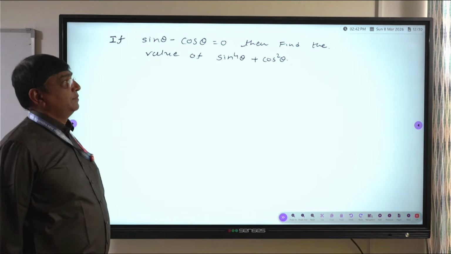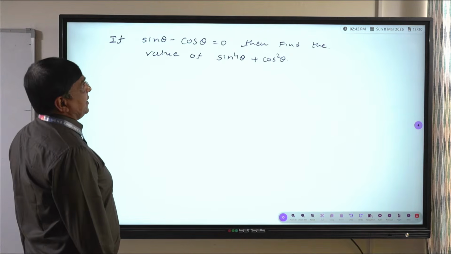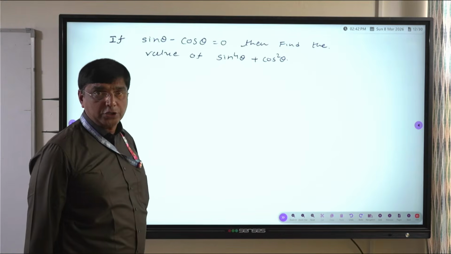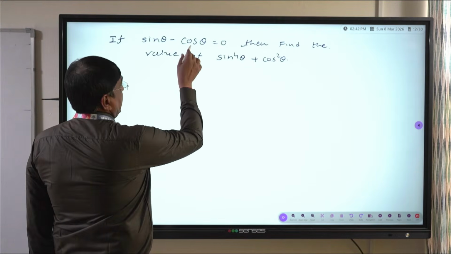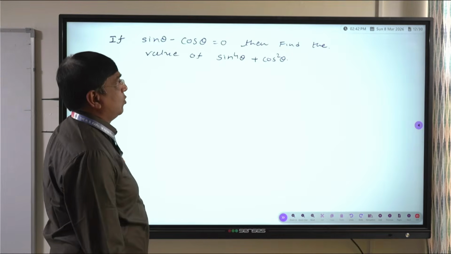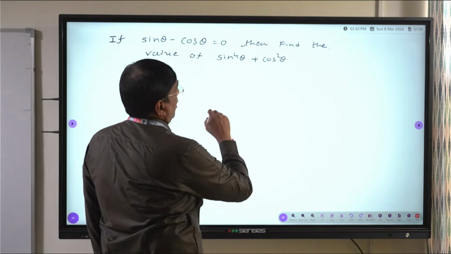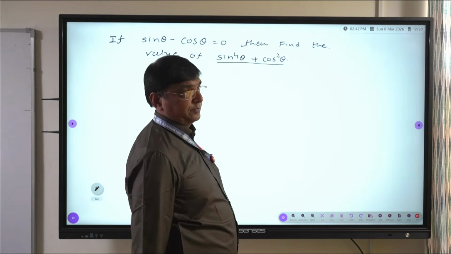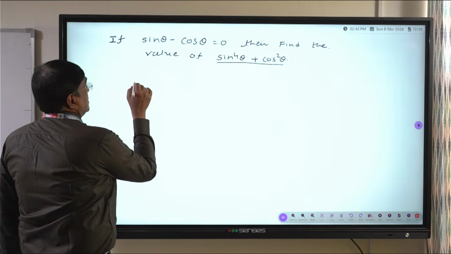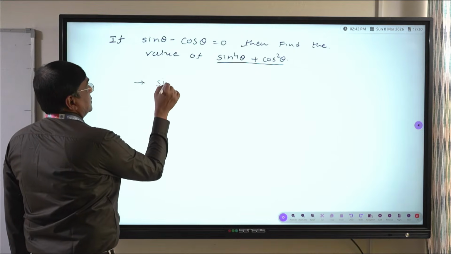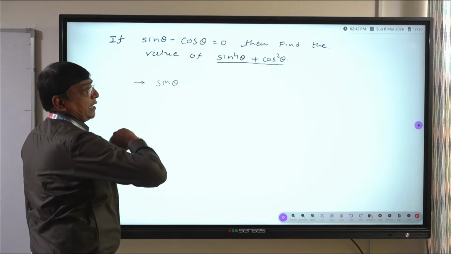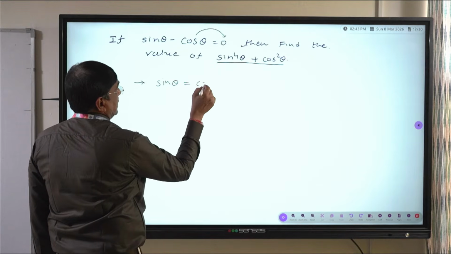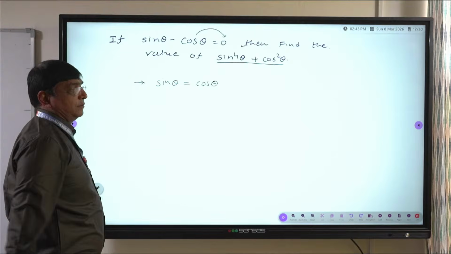Now next one, sin theta minus cos theta of chapter 8, again is of 1 or 2 marker question. Sin theta minus cos theta equals 0. Then find the value of sin raised to 4 theta plus cos square theta. First, given sin theta minus cos theta equals 0. Cos on the right, we can say sin theta equals cos theta.